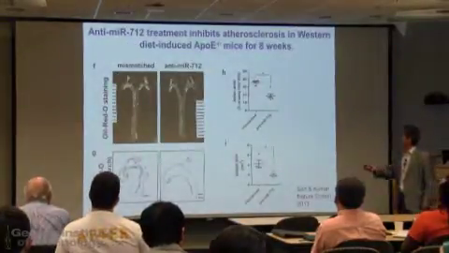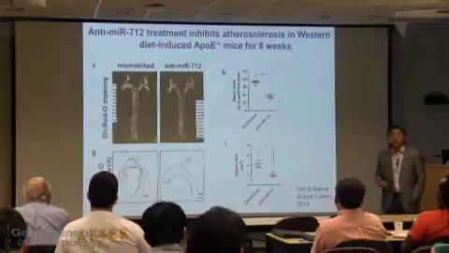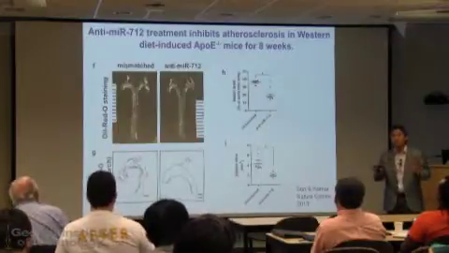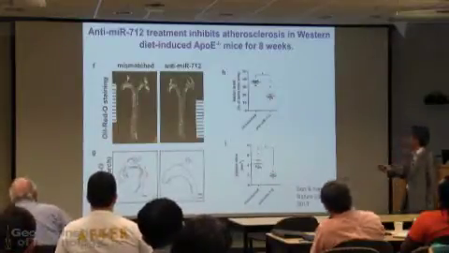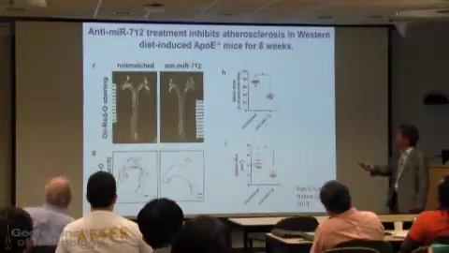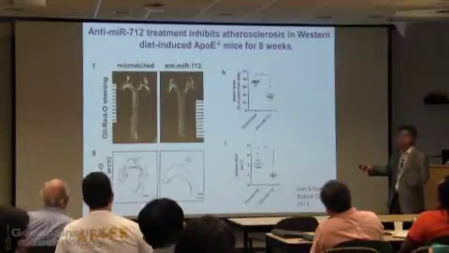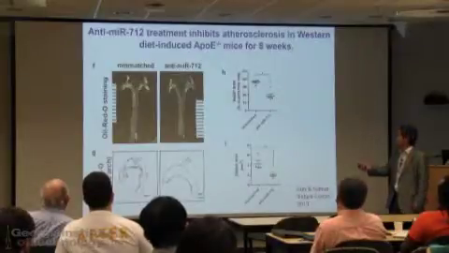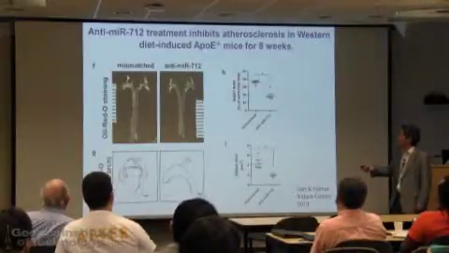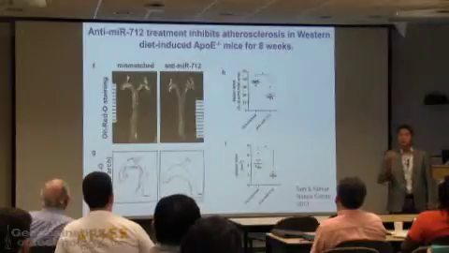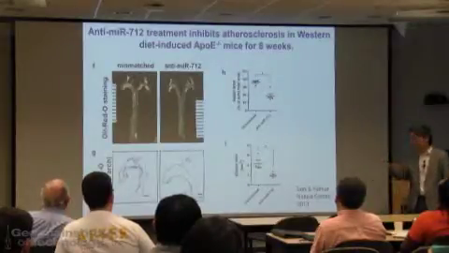And again, we also treated chronic animals without doing any surgery, just giving them a high-fat diet. So in 2 months, they develop atherosclerosis, especially in the aortic arch areas, without any surgery. And this kind of chronic atherosclerosis development can also be inhibited if we treat mice with anti-miR-712.